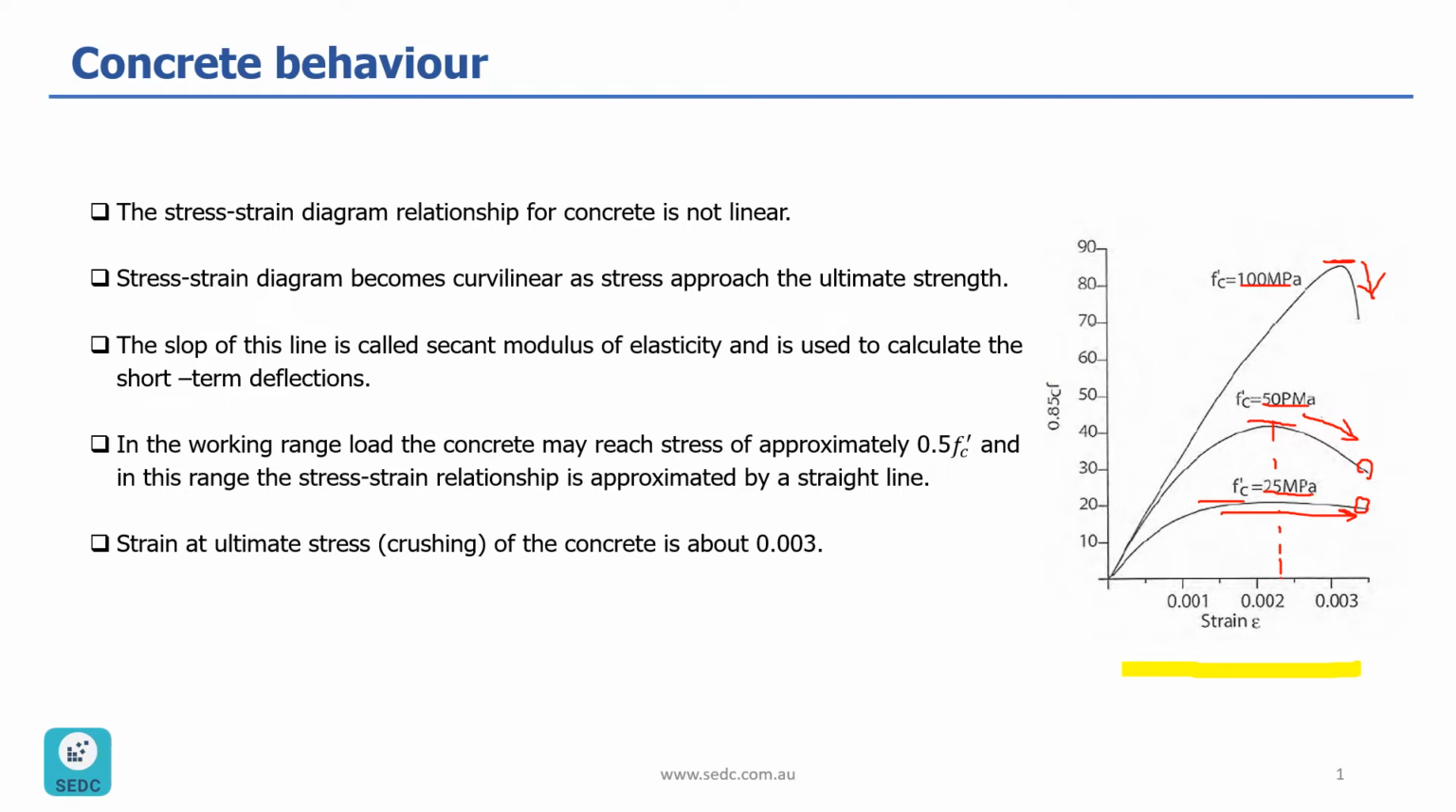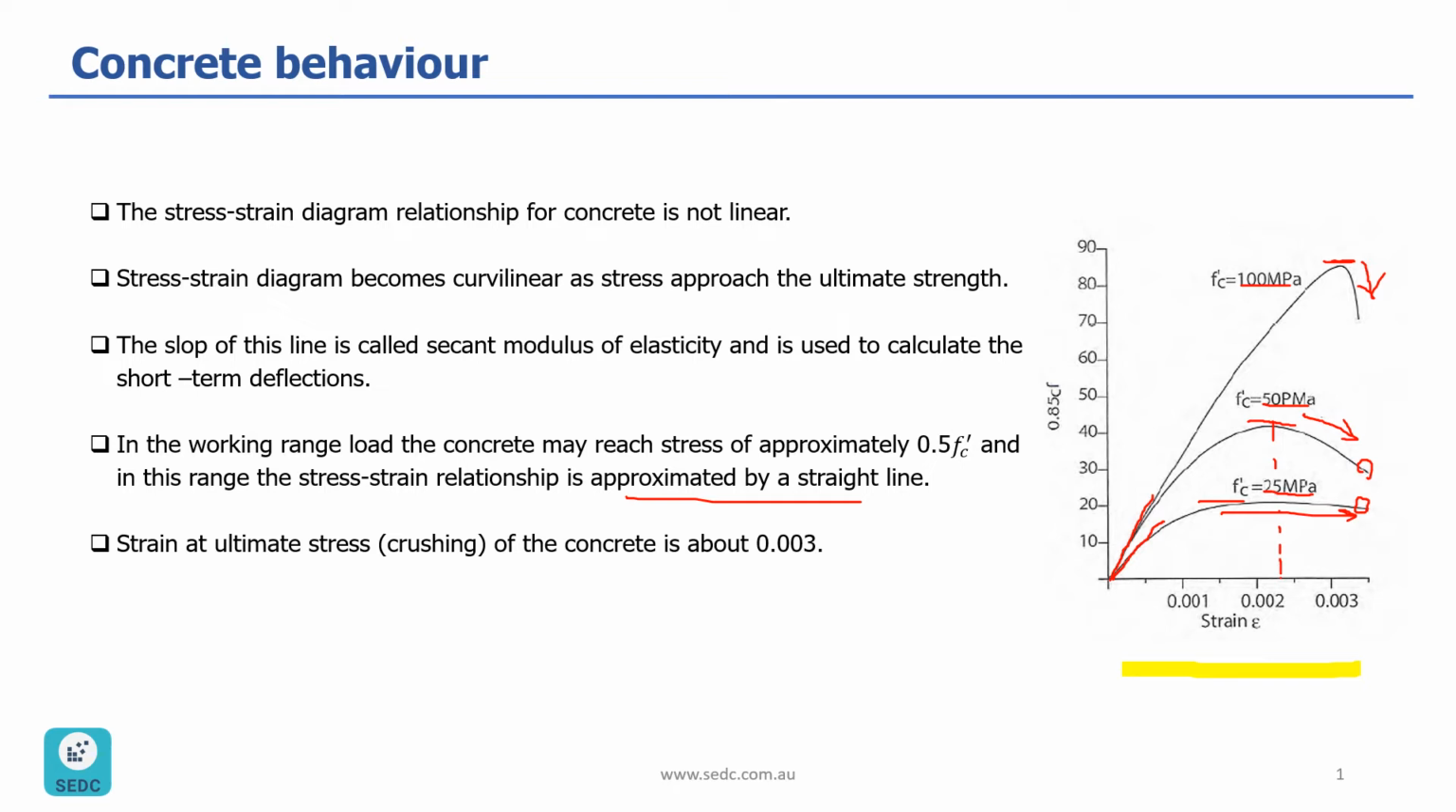Also, the slope of the line in the beginning of the curve, which is kind of linear. So this is for 25 MPa, and this is for 50 or 100 MPa. It's called secant modulus of elasticity, and it's used to calculate short-term deflections. In the working range load, the concrete may reach the stress of approximately half F'(C), and in this range, the stress-strain diagram is approximated by a straight line. So we're going to use this as a fact in our analysis in the next few sections.